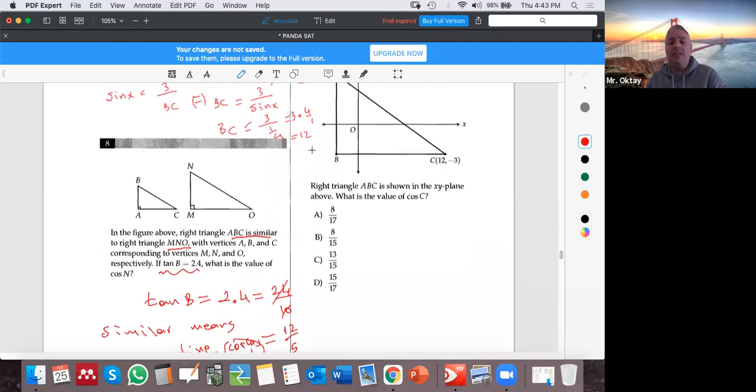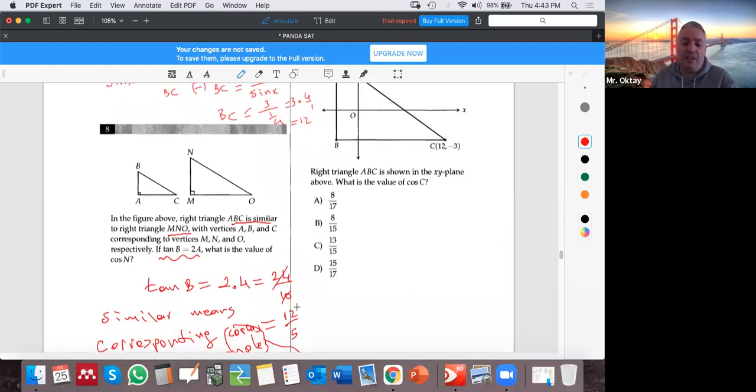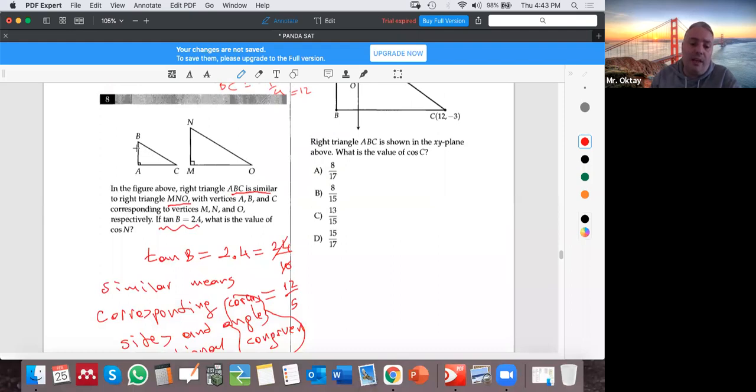So by using this information, tangent means opposite over adjacent. So tangent B here, which is opposite over adjacent, is 12 over 5. If I say this is 12K and this is 5K, do you remember the special triangle 5, 12, 13? There is a special triangle 5K, 12K, 13K. So BC will be 17.